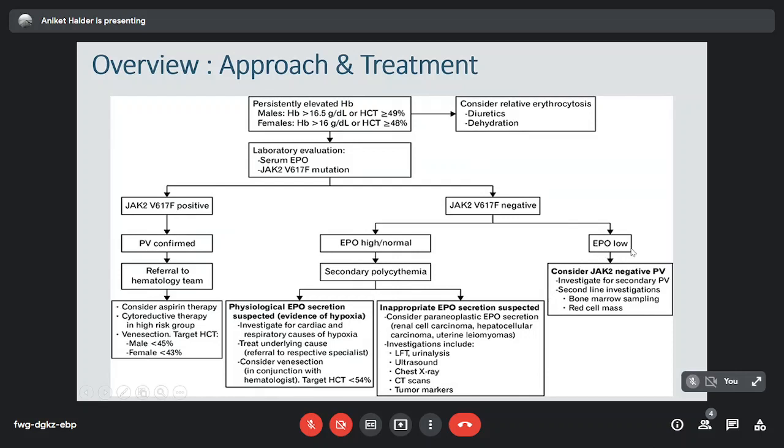If the erythropoietin levels are low and the patient is JAK2 negative, then we have to consider JAK2 negative polycythemia vera. In such cases, we have to first exclude the secondary causes, and after excluding the secondary causes of polycythemia, we have to do bone marrow sampling to see the bone marrow changes, and in such cases only we can also opt for a red cell mass, and the patient can be treated in line with polycythemia vera, JAK2 negative polycythemia vera.